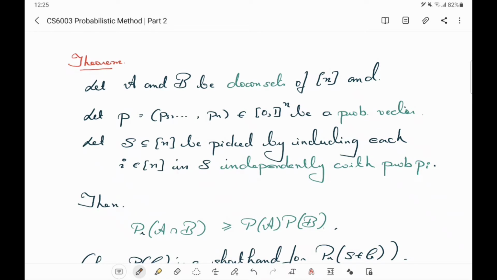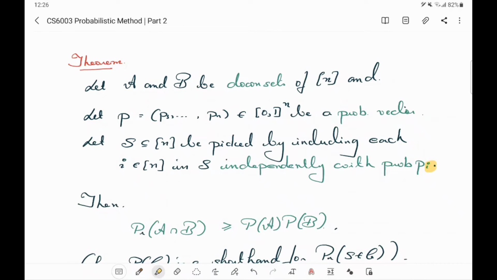We'll do one more step of generalization, and we allow the coin that you toss for each edge in that case, or each element in this case, to have a different probability of landing heads. p1 for element 1, p2 for element 2, and so on. So this is called a probability vector. And how do we pick a set S, any subset of [n]? By including each i into your set with a probability p_i, and it is independent.